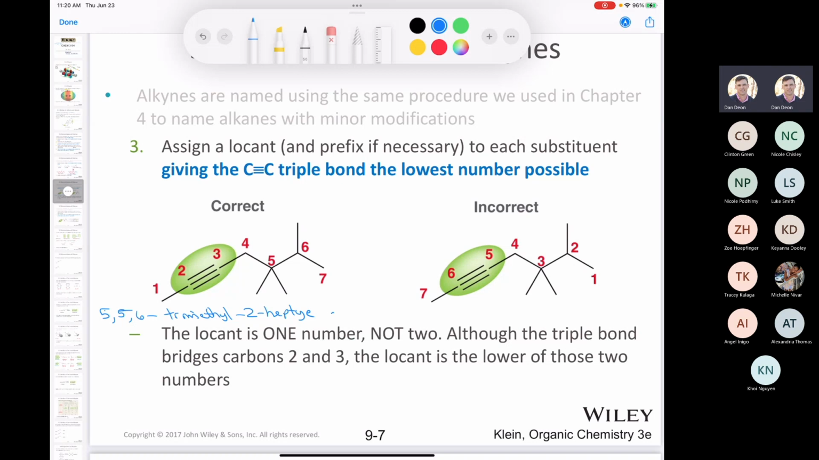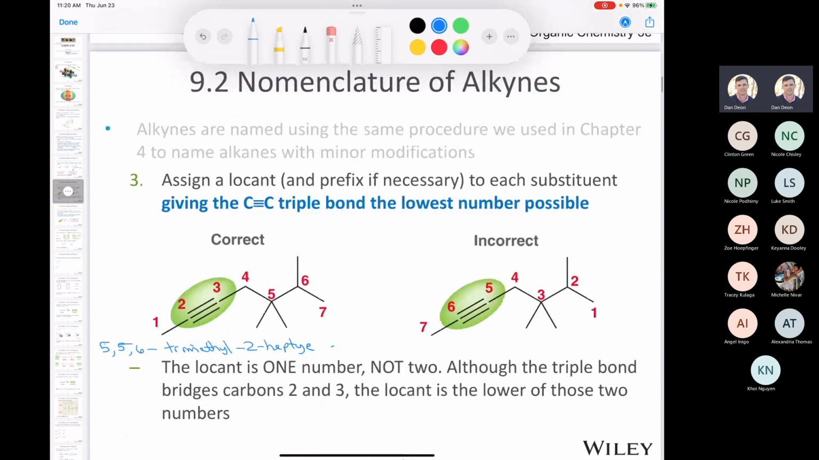Okay, good. Let's see here. Oh, there's a little kind of addendum here at the bottom. This is a trap that students will fall into sometimes, so let's go over it carefully. It says the locant is 1 number, not 2. So you don't call this 2,3-heptyne. No, you just go with the first number, the lowest number. So if the triple bond passes through carbons 2 and 3, it's a 2-heptyne. If, let's say, it passed through carbons 3 and 4 of a nonyne, it would be 3-nonyne. That's the kind of rationale we want to take there.